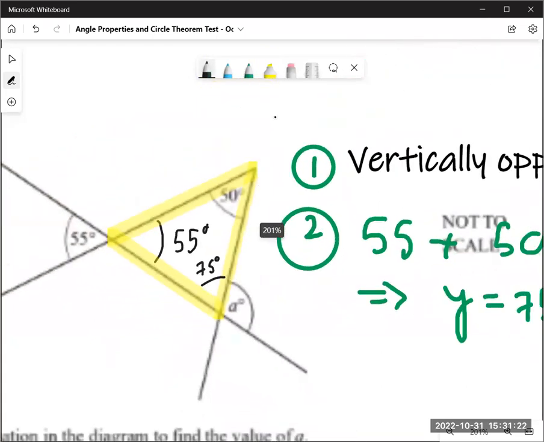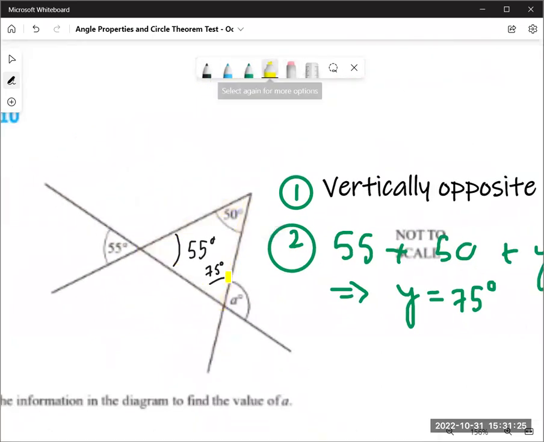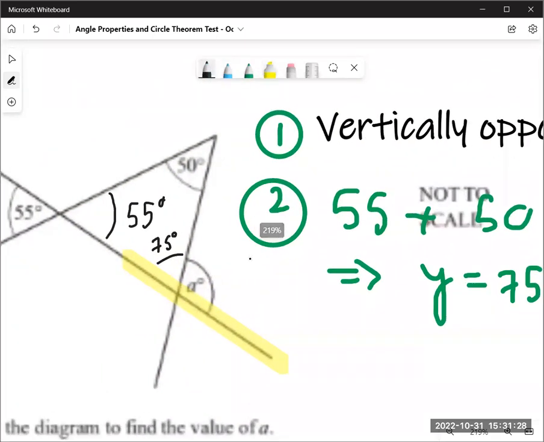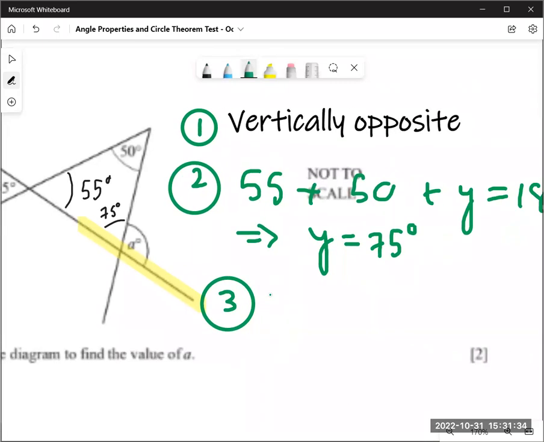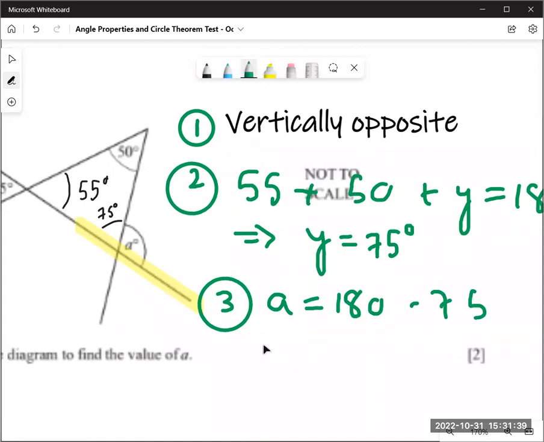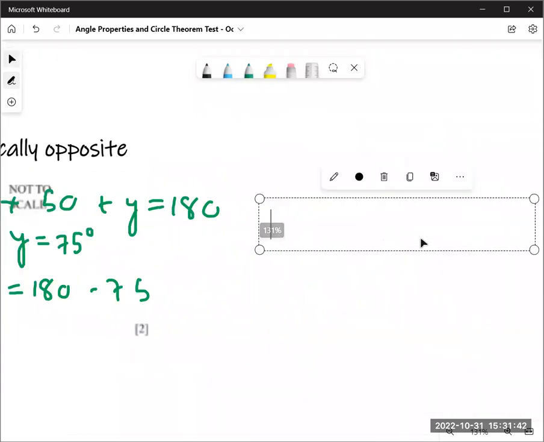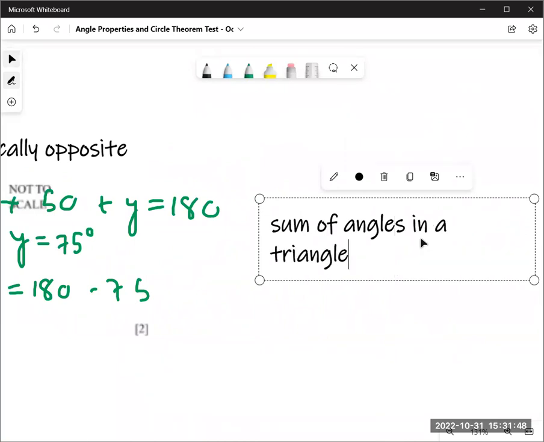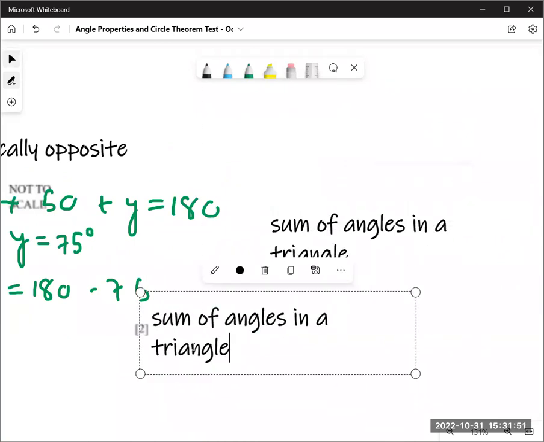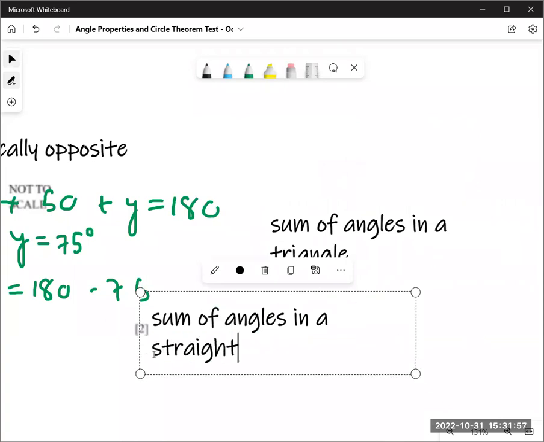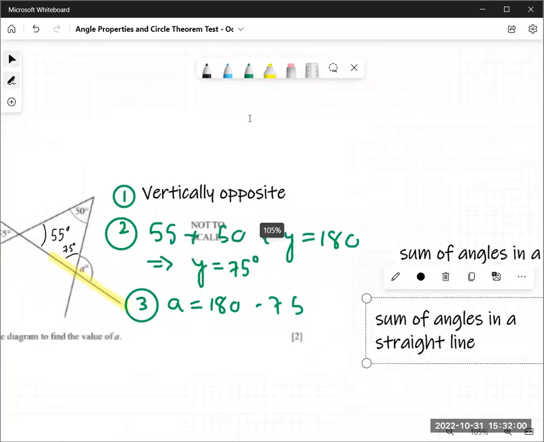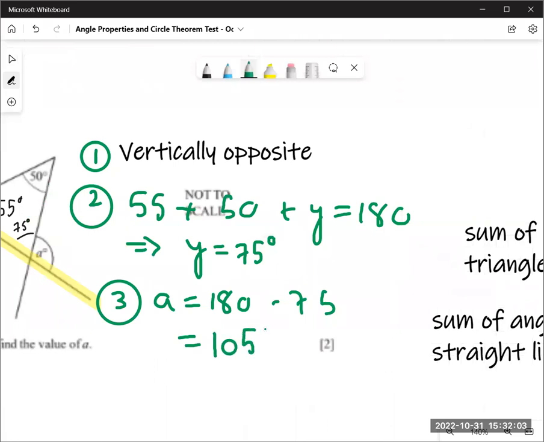Now if I know this, then I realize that this is a straight line. So what is A? The third step is 180 minus 75. So A will be 180 minus 75. The reason for the triangle step was the sum of angles in a triangle. The next one is the sum of angles in a straight line. Therefore, A is 105 degrees.